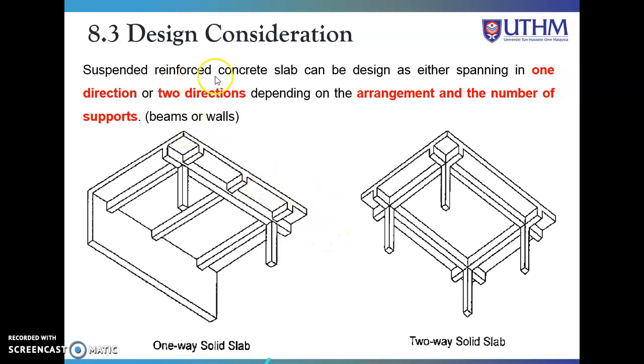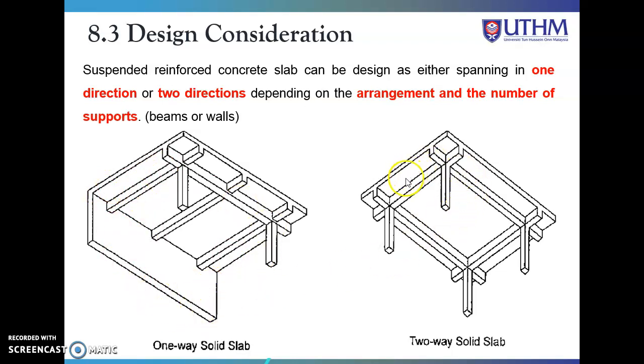Okay, suspended reinforced concrete slab can be designed either spanning in one direction or two direction. Okay, it depends on the number of the support. Okay, number of support ni sama ada beam atau walls lah. Okay, so this is the example, ataupun this figure shows the one-way solid slab. Which is kat sini dia ada beam dan sini ada wall. Okay, so kat sini dia tak ada apa-apa. So this is one-way slab.